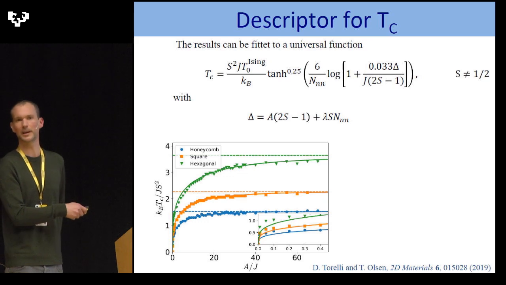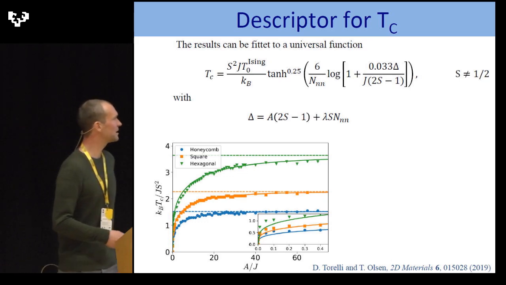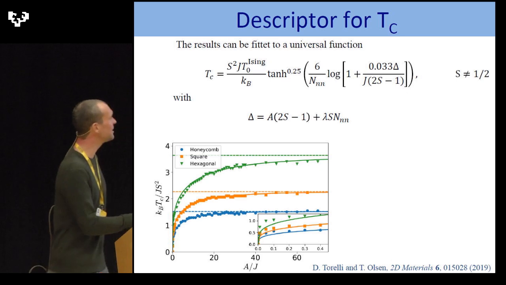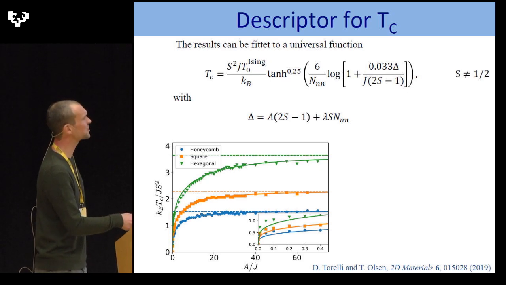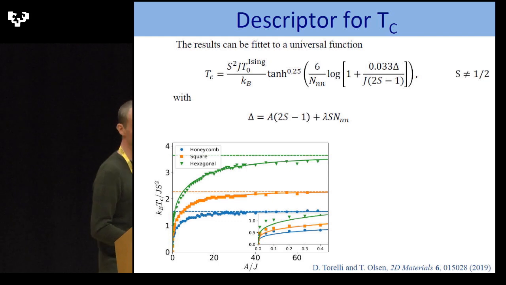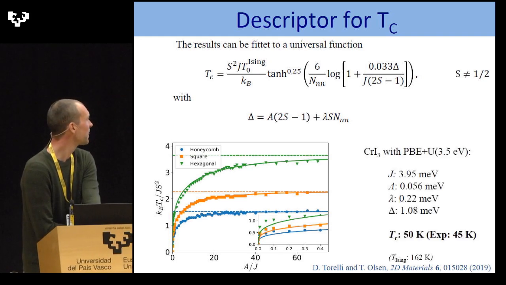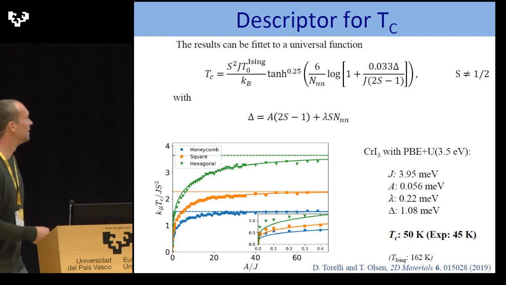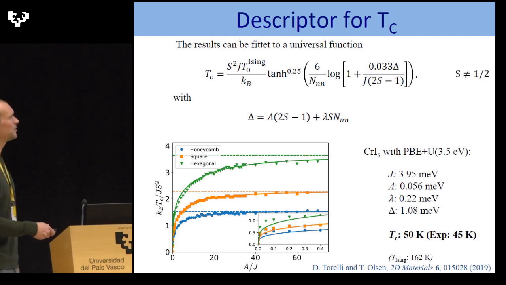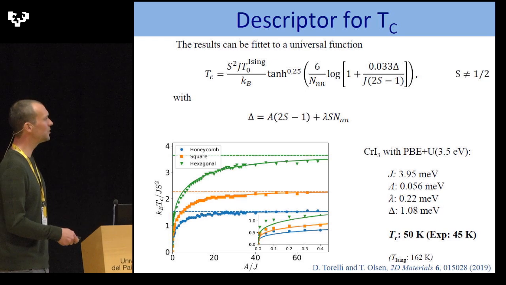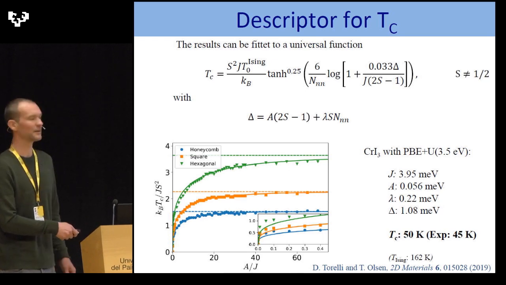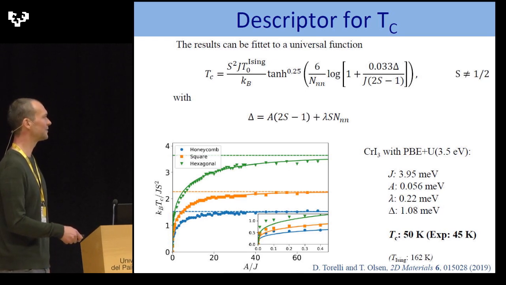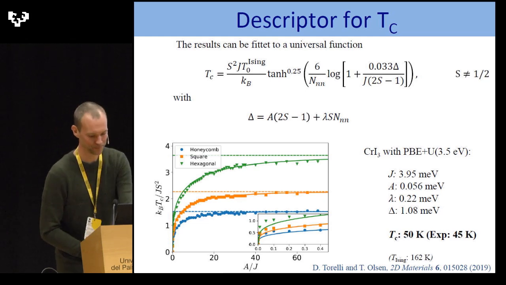And these have been tabulated for all lattices in 2D, so these can easily be looked up. So it depends on the spin wave gap, which is here, and the exchange coupling. That's all. When we have that, we can estimate the critical temperature. So this is a simple descriptor, but still it gives a rough estimate of the critical temperature. For chromium iodide, we've done this with PBE plus U. We get these values, and we get a critical temperature of 50 Kelvin. Experimentally, it's 45. But again, much better than the Ising model, which is 3 times larger.